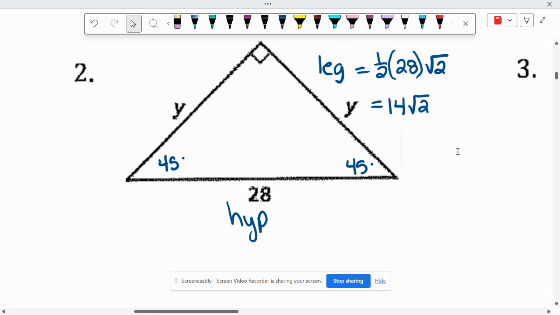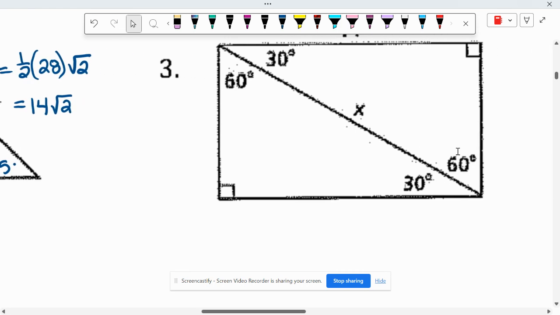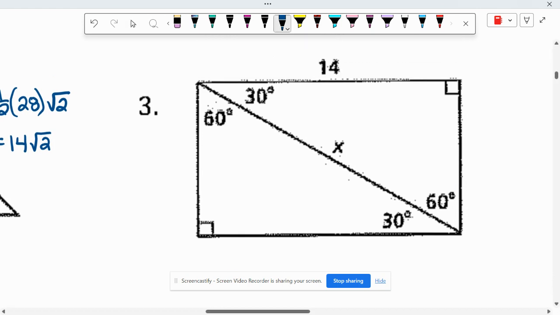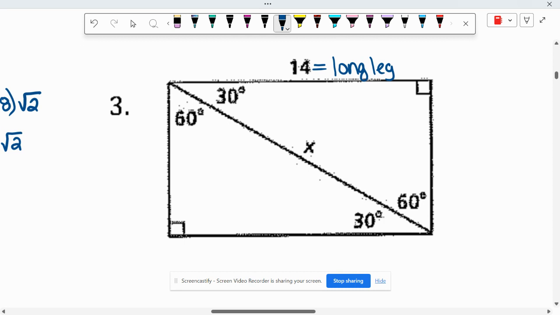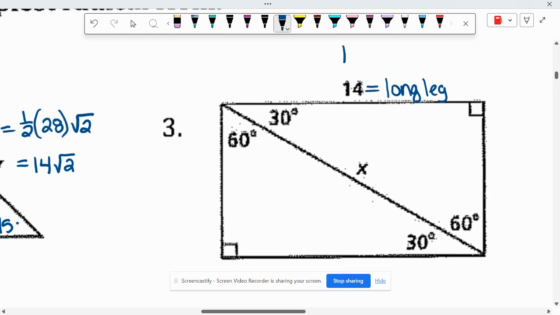Okay. Let's go to the next one. We have a rectangle. In our rectangle, we have been divided up into 30, 60, 90s, and I only know the measure of the long leg. So in order to find the hypotenuse, I have to go from long leg to short leg. We already did that on example number 1. So how do I do that? Well, the long leg equals the measure of the short leg. I'm going to label it y just so I don't use the same variable, times the square root of 3.